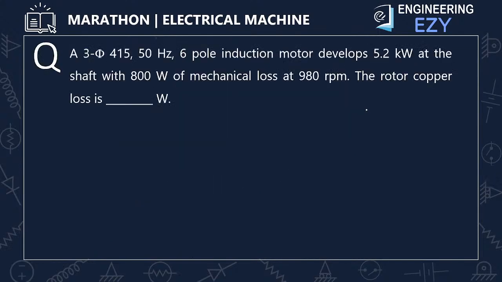Okay, try to give the answer to this question. A three-phase 450 volt, 50 hertz, 6-pole induction motor develops 5.2 kilowatt at the shaft with 800 watt of mechanical loss at 980 rpm. The rotor copper loss is? You have to calculate the rotor copper loss. Very good question it is.